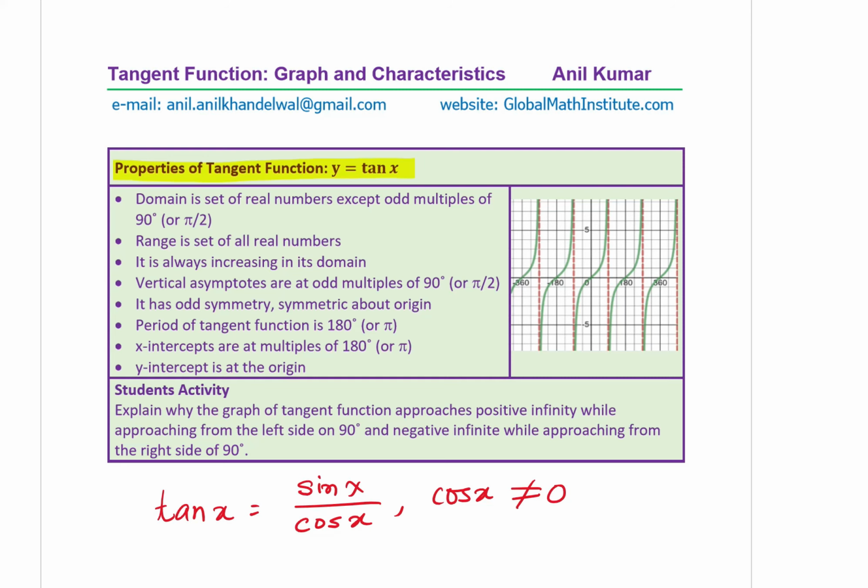The points where cos x is 0, those will result into vertical asymptotes, and these are shown here on the graph as the vertical lines, dotted lines. So clearly, the domain will not include pi by 2 and its odd multiples or 90 degrees and its odd multiples. As far as range is concerned, all real numbers can be the value for the tangent function. As you can see and as you know, the tangent function is always increasing. It has no turning points. There are no local maximum or minimum.